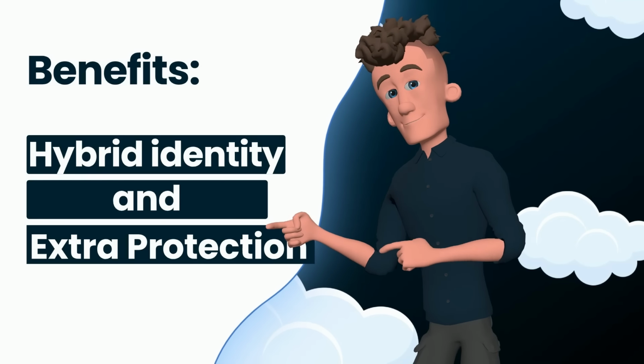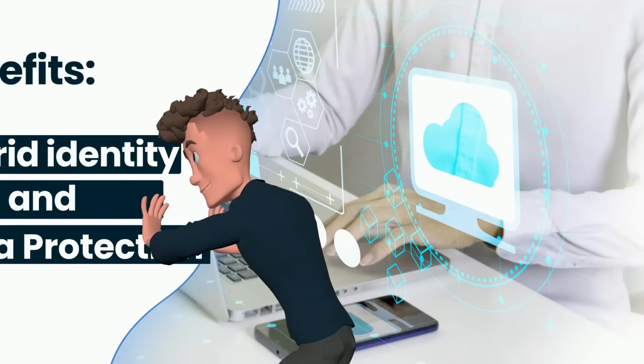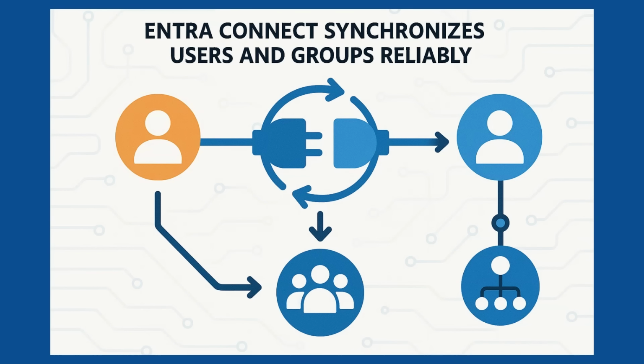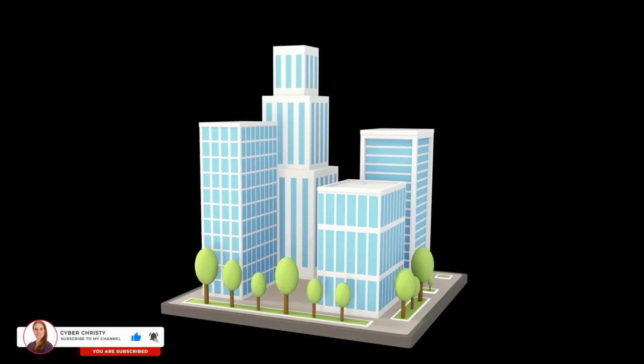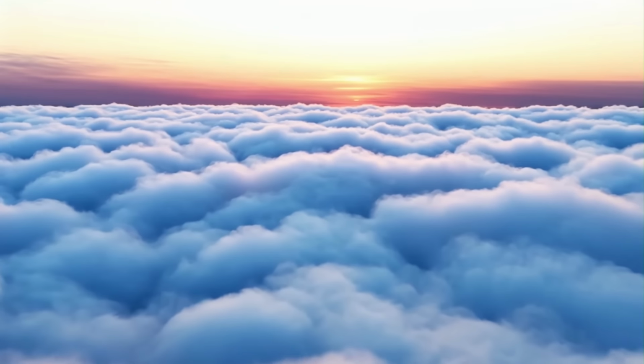Hybrid identity and extra protection. Connecting on-premise AD adds hybrid flexibility. Entra Connect synchronizes users and groups reliably. On-prem AD stays the main identity source. Entra ID receives synchronized objects for cloud access.